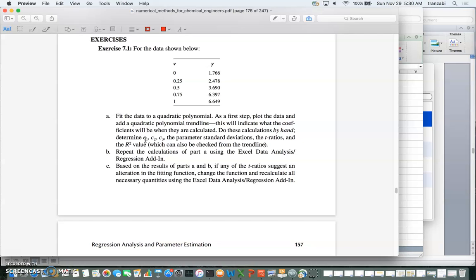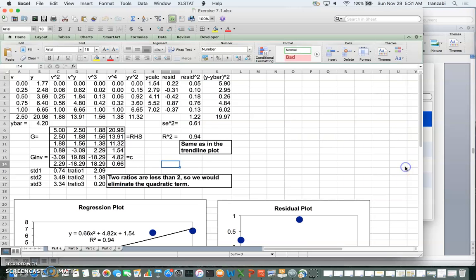We know that there are three model parameters, C1, C2, and C3. We want to find the standard deviation for each parameter, the t ratio, the correlation coefficient r squared, and basically, using the solution for part A, we want to see which parameters, or which term of this quadratic fit, need to be kept and which need to be removed. Okay, so let's dive into the spreadsheet.